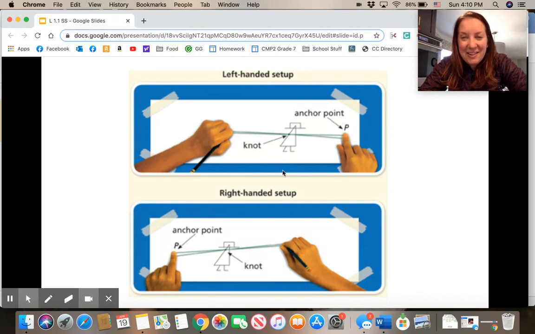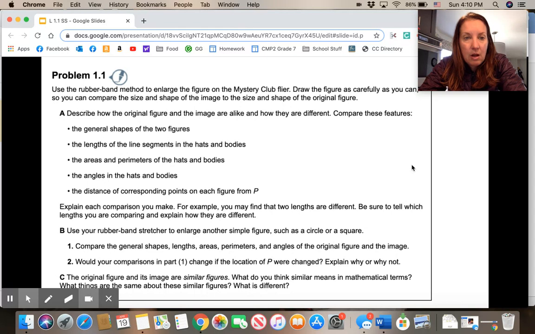It's just fine. So there are 2 documents in the folder. I'll show you those in a minute, where if you're left-handed or right-handed, you use a different document. And if you don't have a printer, this might be hard, but you could draw your own figure and try to expand. Just do your best. So use the rubber band method to enlarge the figure of the Mystery Club's flyer.